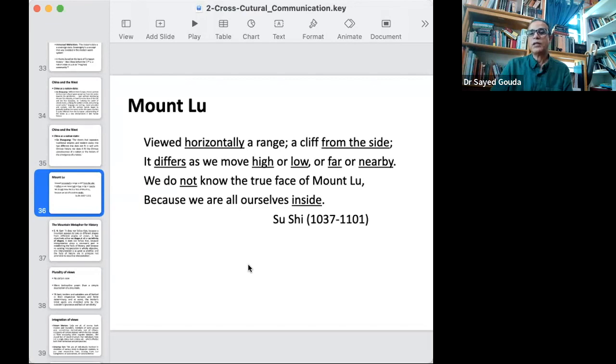The poem doesn't say that only outsiders will know the true face of Mount Lu. Because actually, according to the poem, there is no true face. There is no one single true face of Mount Lu. Mount Lu has so many different faces. It depends on the perspective you look at it.